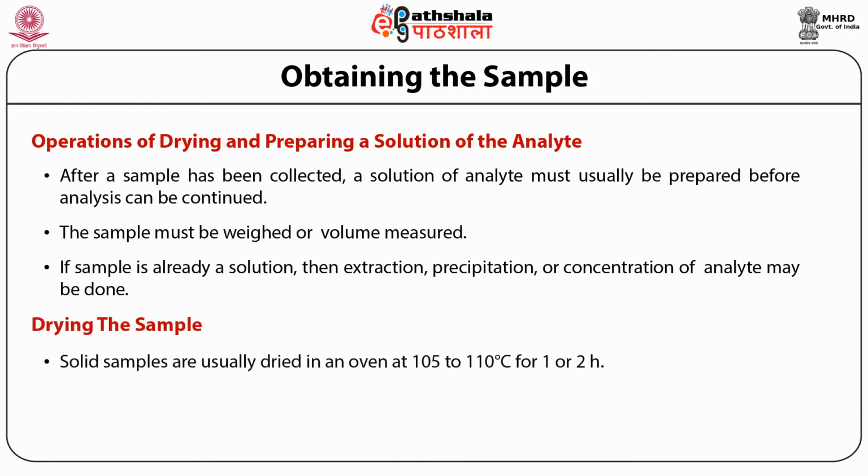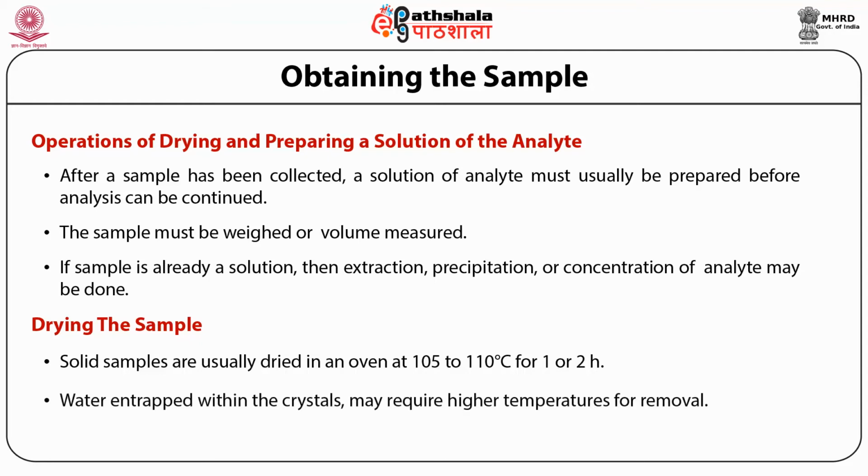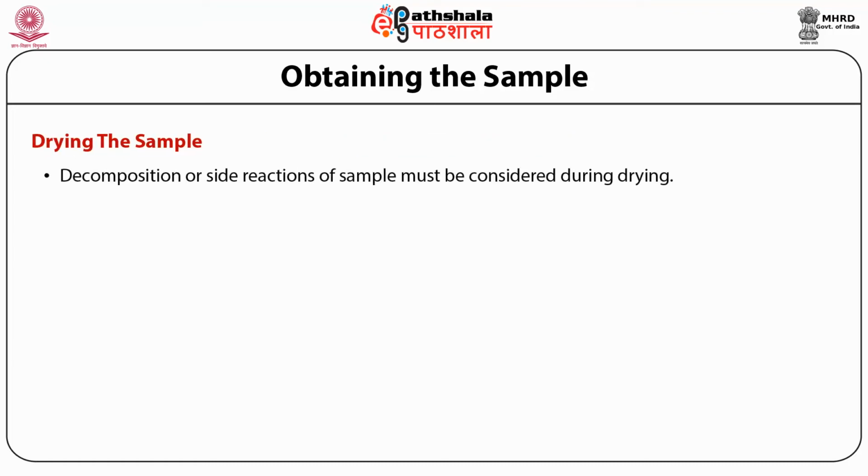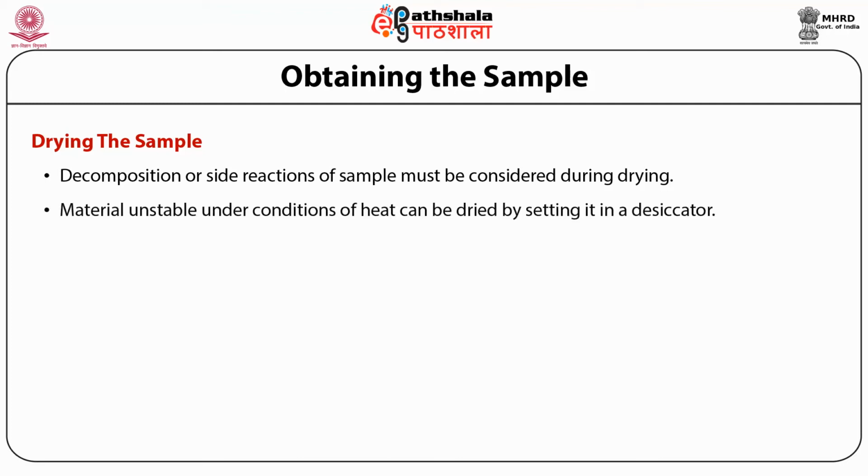Solid samples are usually dried in an oven at 105 to 110 degrees centigrade for 1 or 2 hours. Other non-essential water, such as that entrapped within a crystal, may require a higher temperature for removal. The decomposition or side reaction of the sample must be considered during drying. Material unstable under conditions of heat can be dried by setting it in a desiccator.